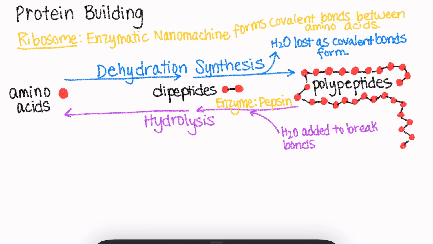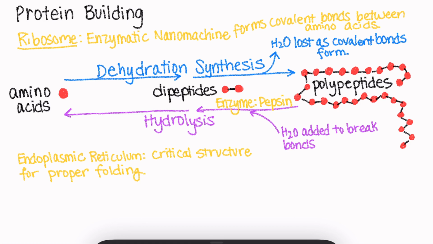intestine. As I've mentioned, the folding of a polypeptide is critical to its function. We have a structure in our cells called the endoplasmic reticulum. Not all proteins have to go into the endoplasmic reticulum to be folded, but many do. And the structures of a protein are described in four levels.